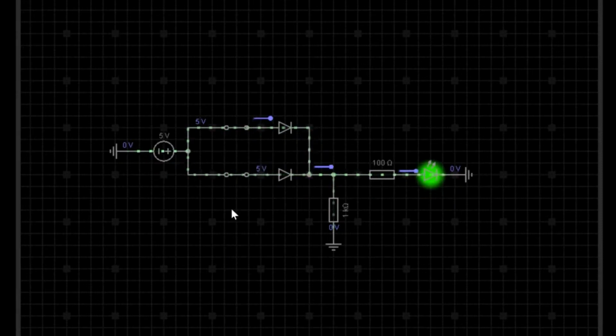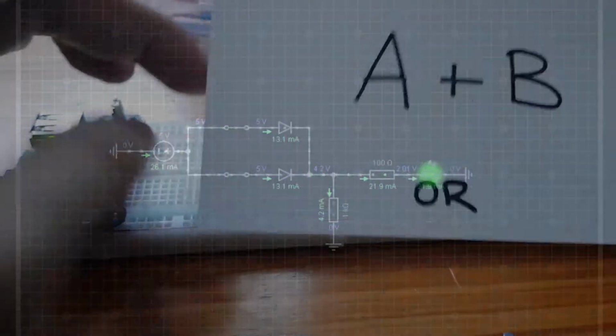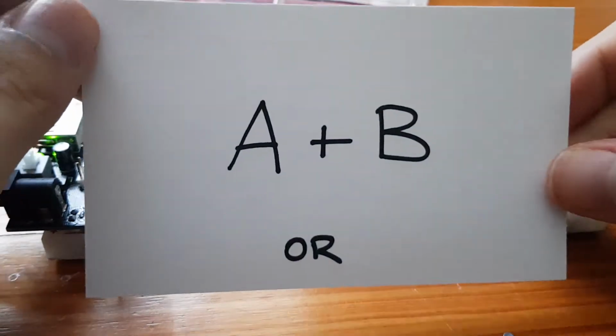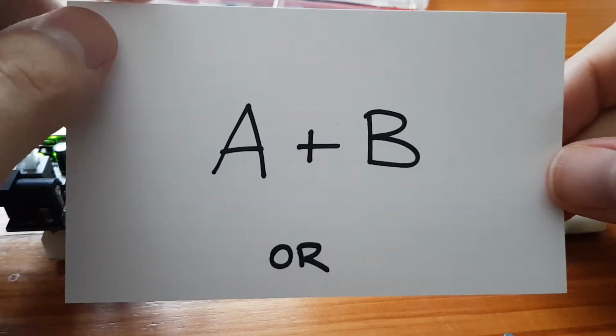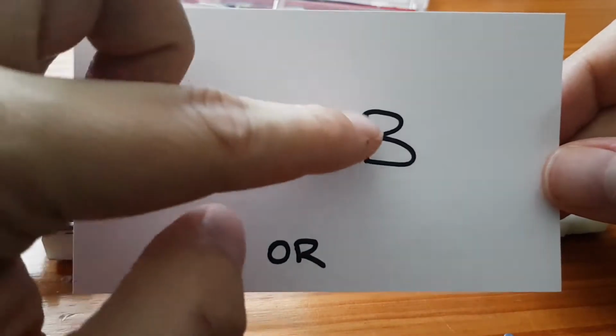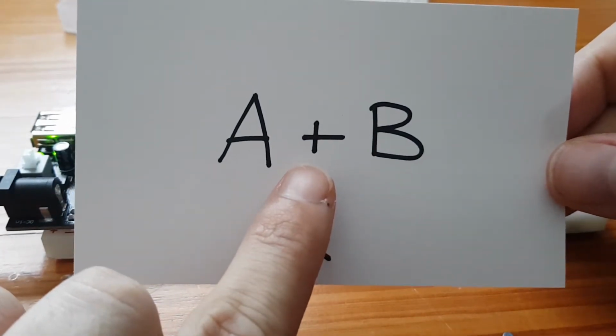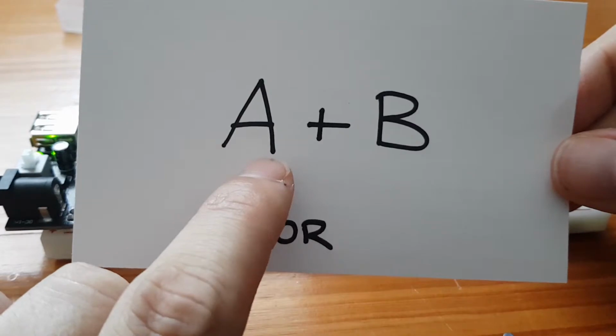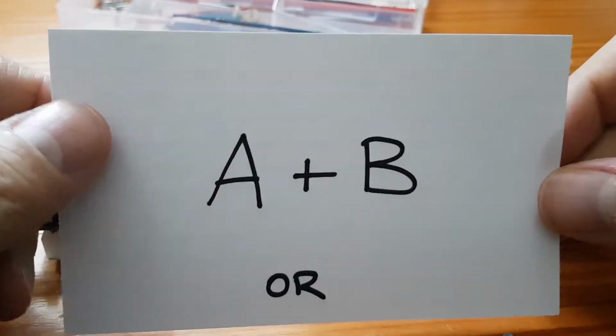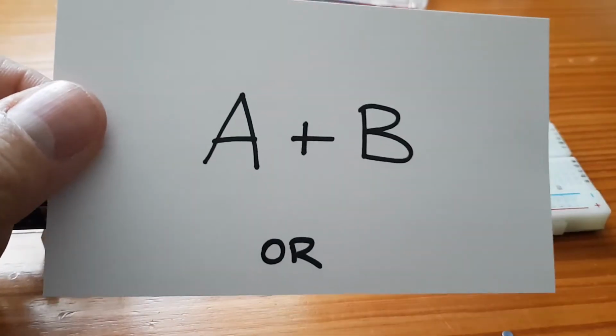Yeah, so an OR gate would actually look like this. This is the output. Now, I know what you're thinking. That looks like an AND, A and B, but it's not. In Boolean Algebra, the plus actually stands for OR. So this is A or B, and that will be the output of the gate.